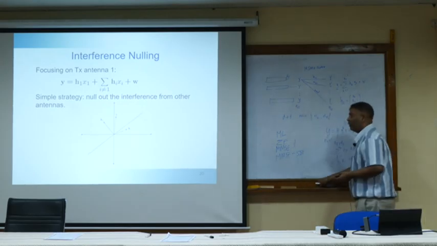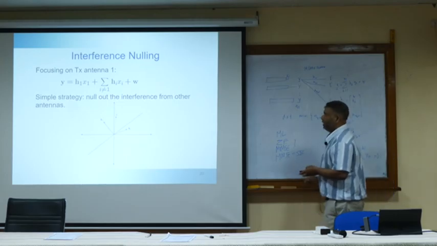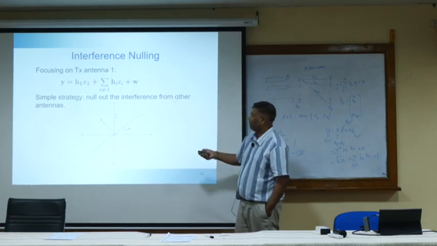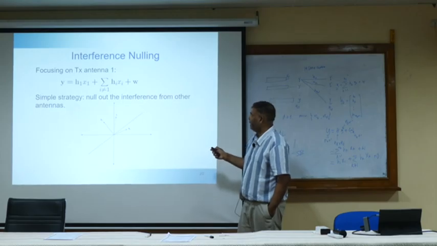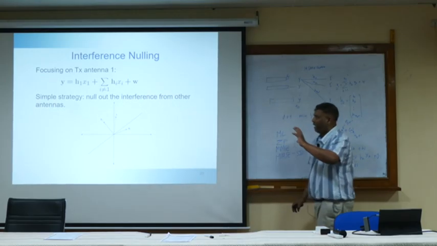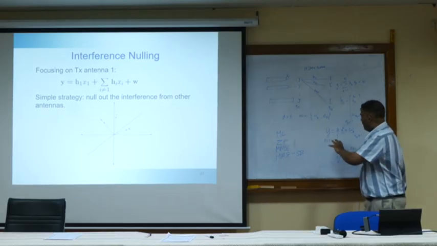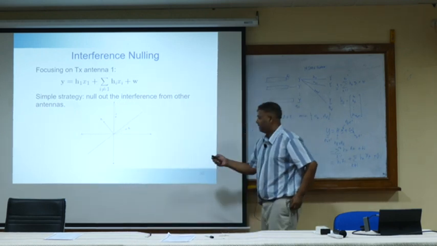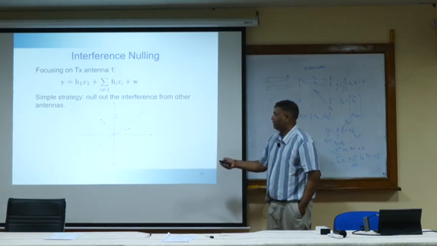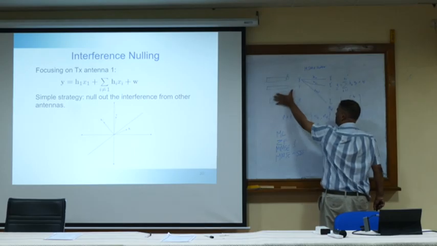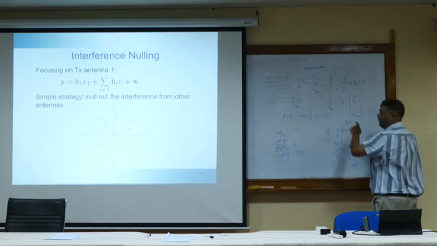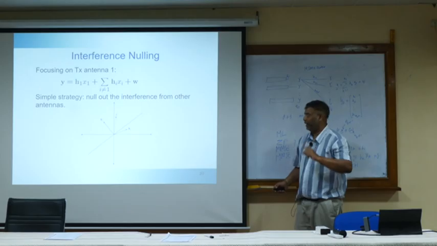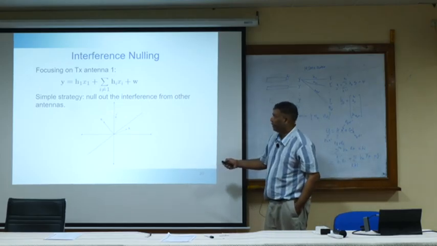Okay. So now we want to estimate this as X1 and treat all the others as interference. So a simple strategy is to null out the interference from other antennas. So let's consider we have only 2 antennas, but it can extend to more antennas as well. Okay, so this is the H1 channel, and this is H2. So consider only 2 transmit antennas. H1 is this vector, and this is the H2. Okay, your receive signal is here.